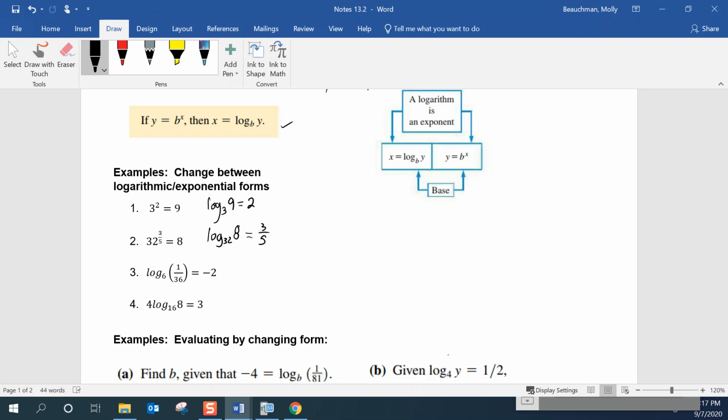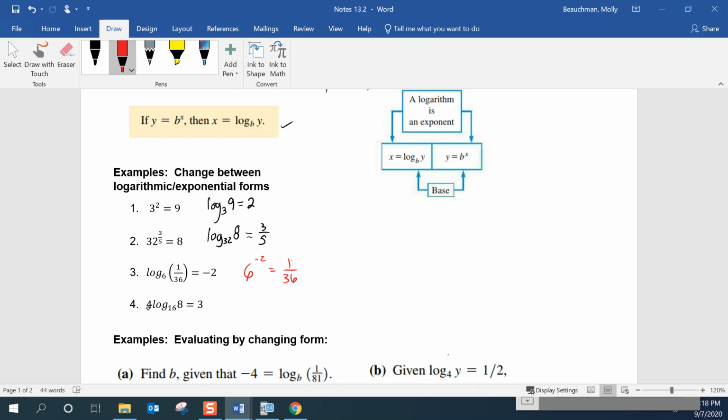If we have a logarithm, we can rewrite it as an exponential. So the first, log base 6 of 1 over 36 equals negative 2, means the base is 6, the power is negative 2, is equal to 1 over 36. So exponential form, 6 to the power of negative 2 equals 1/36. Logarithm form, log base 6 of 1/36 equals negative 2.